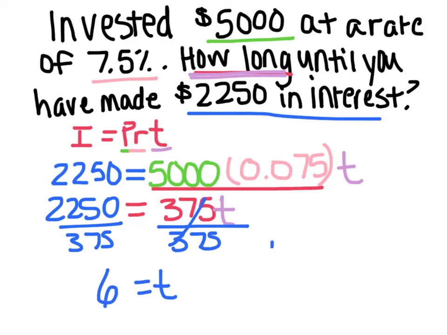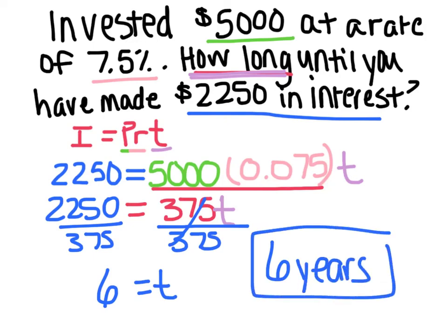So that means in 6 years I would have made $2,250 in interest. And I can check that by taking my principal, 5,000, times my interest rate, 0.075, times 6, and I should get 2,250, and I do. So I know that my answer is correct.